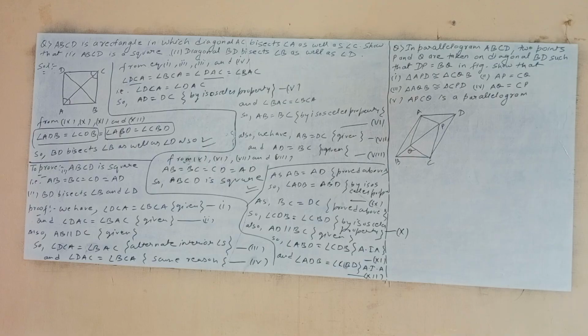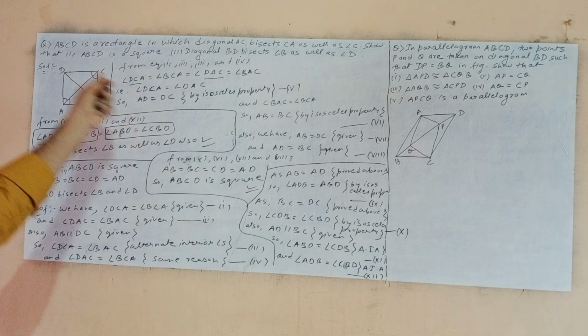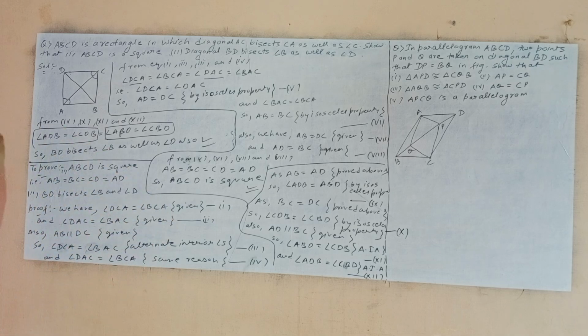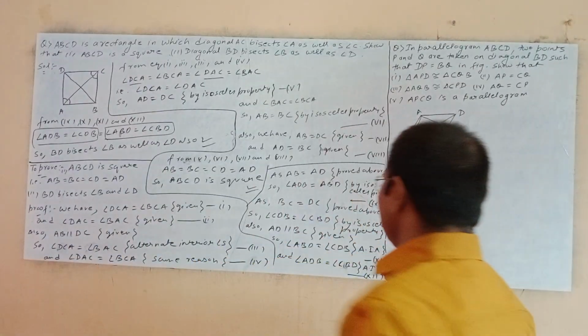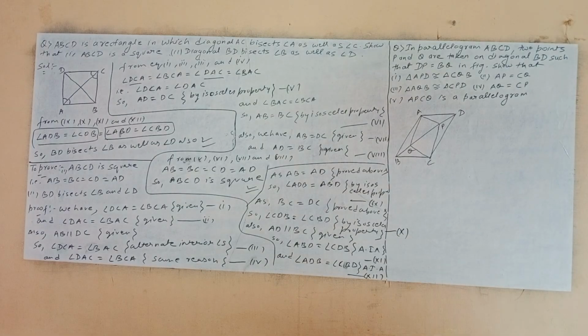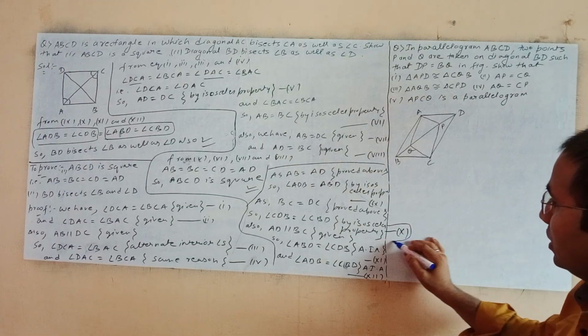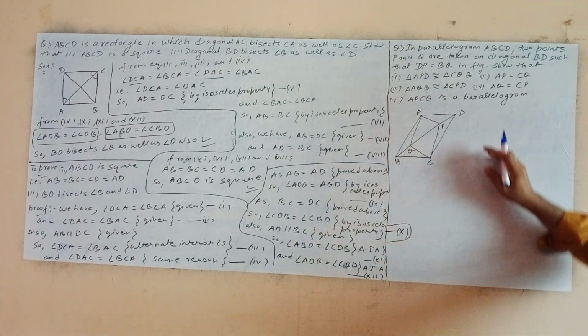So see how you will write the solution of this question: how you will prove the particular rectangle is a square, and how you will write that the particular diagonal bisects both angles. In this way you will do the question. Now come to the next question.